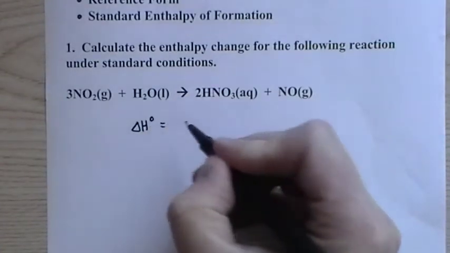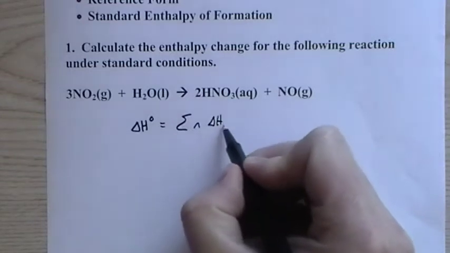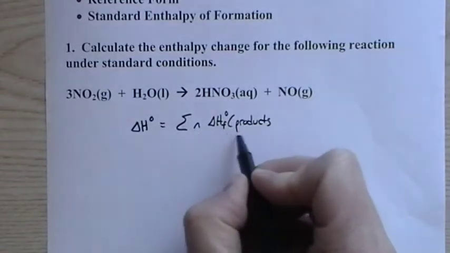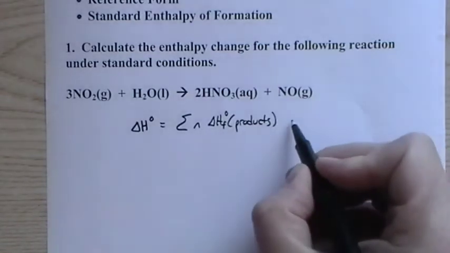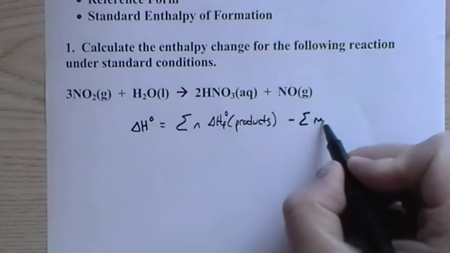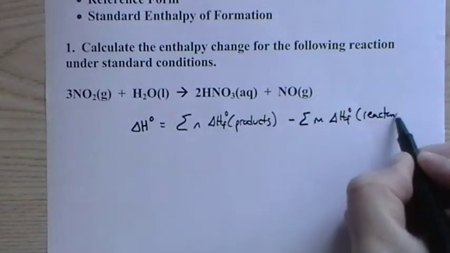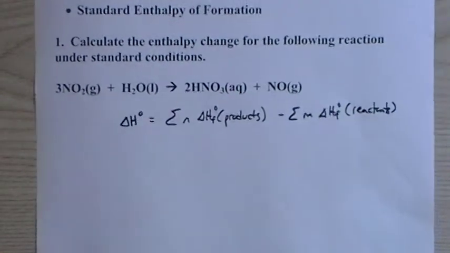The heat of reaction is equal to the sum of the heats of formation of the products times their coefficients. So we take the heat of formation of each of the products times their coefficients. Then we subtract the sum of the heats of formation of the reactants times their coefficients. So that's what we're looking for.